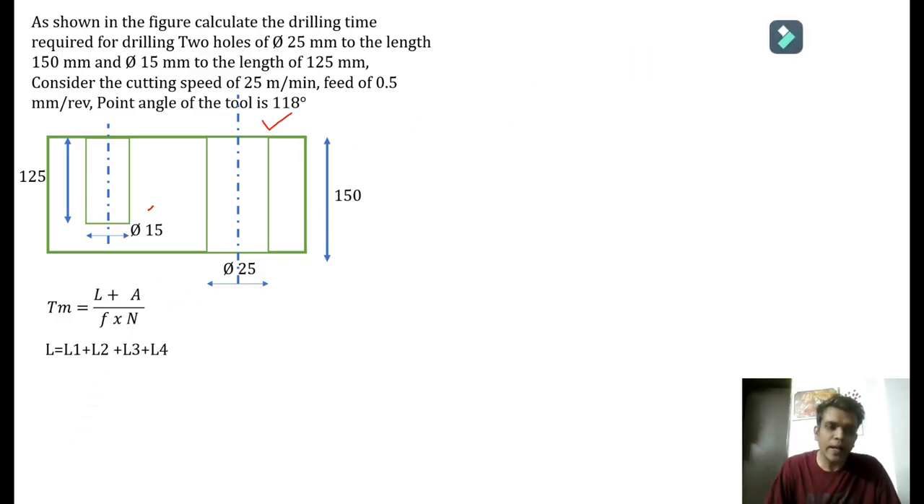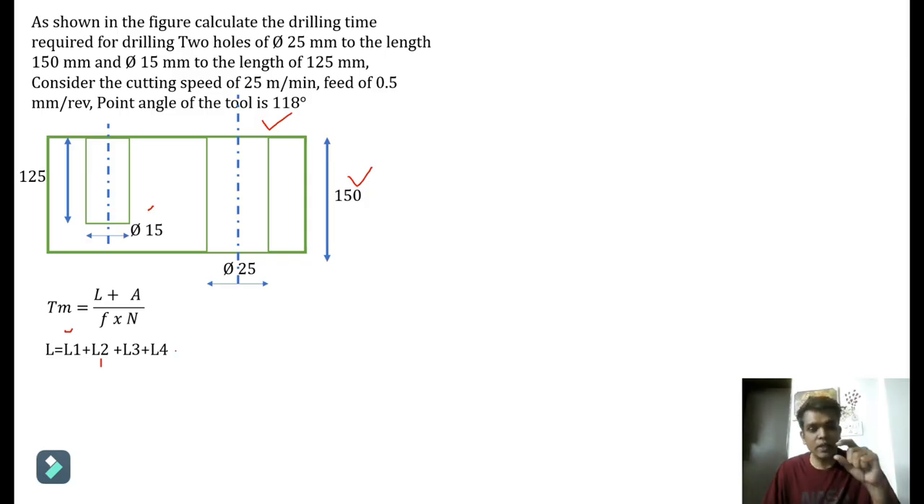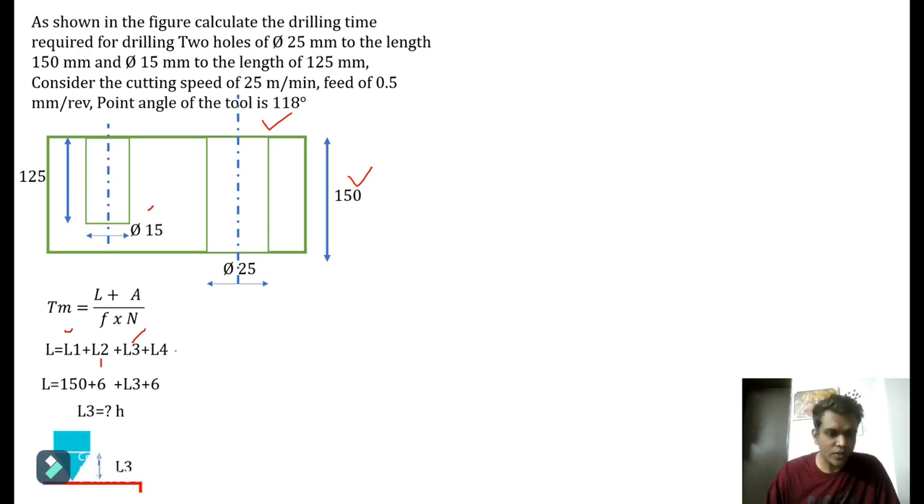Let's see how to calculate L1, L2, L3, L4. Now let's see for hole number 1. What is L1? It is a through hole, thickness of plate 150 mm. L2 and L4, the approach length and over travel of a tool, we can assume somewhere around 10 to 12 mm. L3, point angle, sorry, cone height. L3, the cone height, we have to calculate. We have just discussed how to get that cone height.